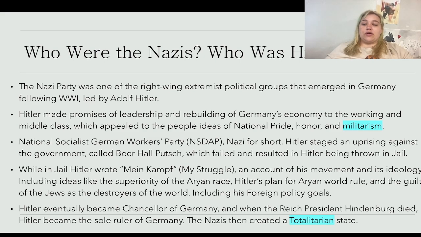And then Hitler eventually becomes Chancellor of Germany when the Reich President Hindenburg dies. Hitler became the sole ruler of Germany. The Nazis then go on to create a totalitarian state. I can never say it correct. But basically, Hitler just swoops in, becomes besties with the Reich president, and he dies suddenly, and he takes his place.